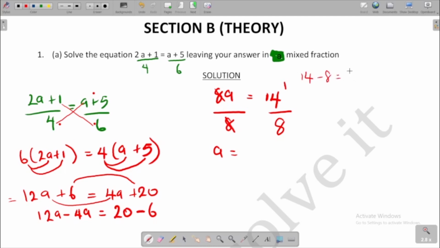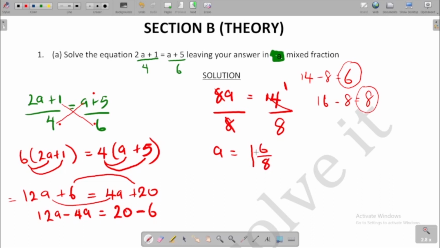The answer will be 6. That is the remainder, because it is not up to 8. That means you have only one 8 there. Two 8s make 16, but here you have only one 8 in 14, with remainder 6. So 14 divided by 8 will give us 1 whole number, remainder 6, that is 6 over 8.